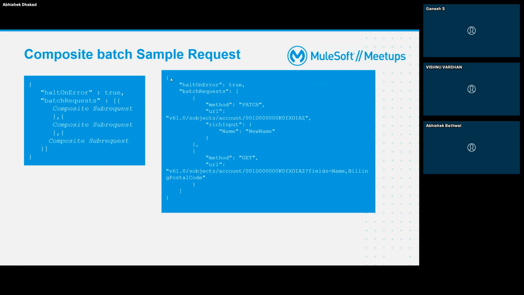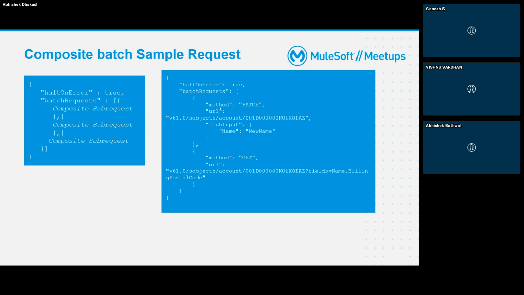You can see we have the object at the start, then we have halt on error equal to true, then we have a batch request, which will act as a parent node here, because Salesforce always expects an array in the input. Then the first request has a method, URL, and rich input. Inside a rich input, we provide our entire body.